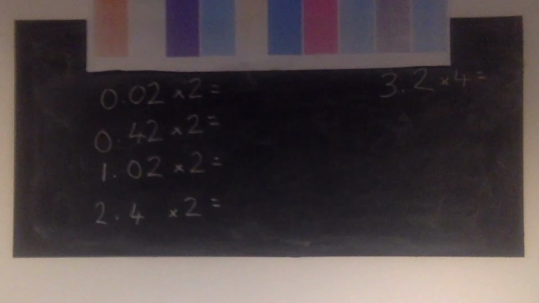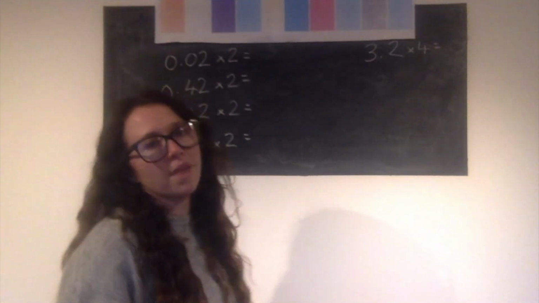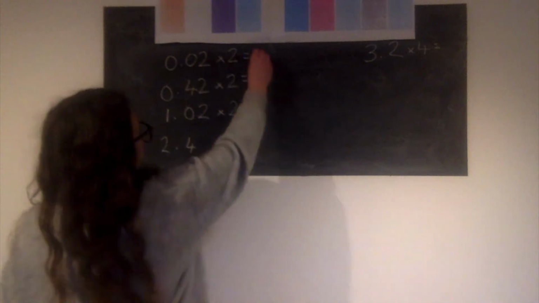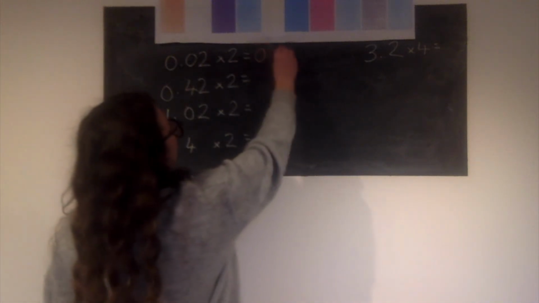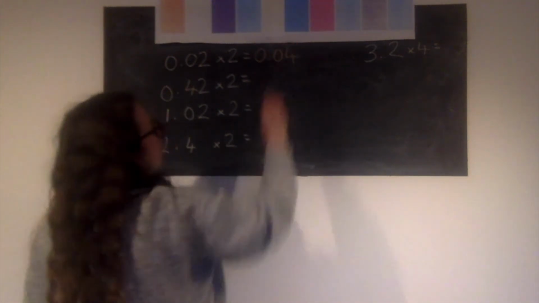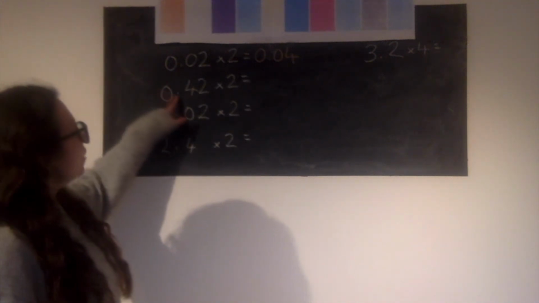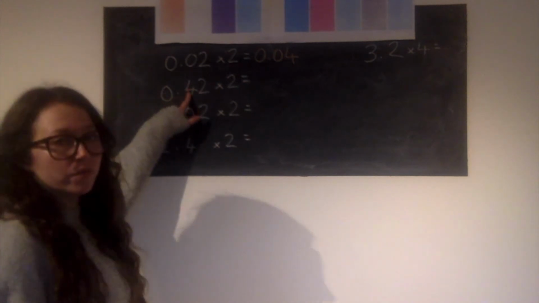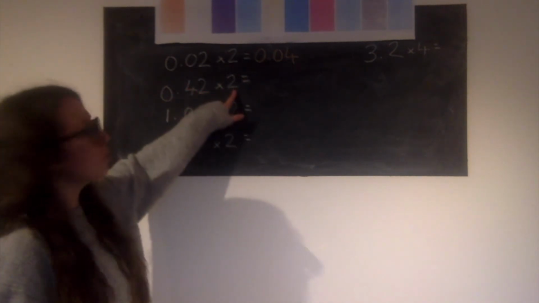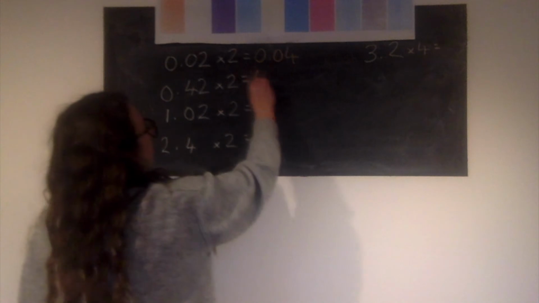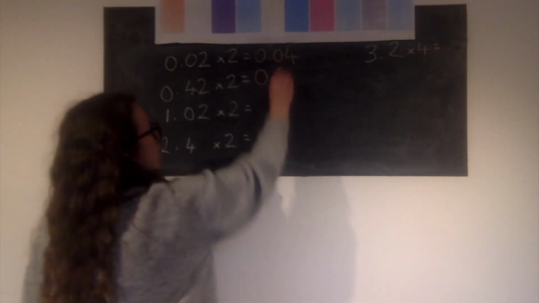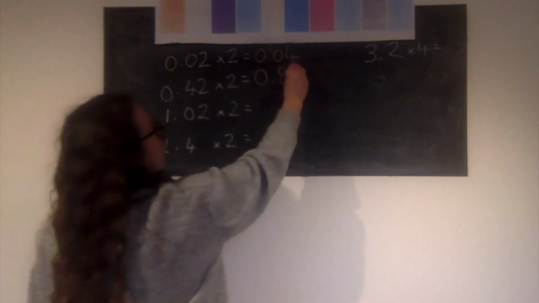Pause the video now and have a go at these calculations. Let's go through the answers together. The first one, 2 hundredths multiplied by 2. That gives us 4 hundredths, which is 0.04. The next one, we had 0.42 multiplied by 2. So this time we've got 4 tenths times 2 and 2 hundredths times 2. 2 lots of 4 tenths is 8 tenths. 2 lots of 2 hundredths is 4 hundredths.